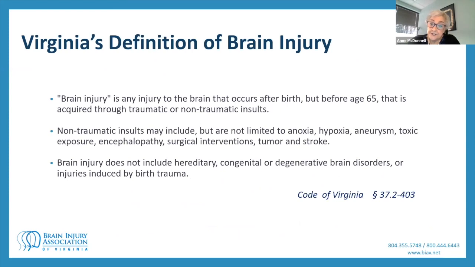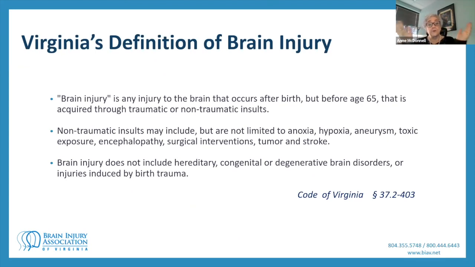There is a definition of brain injury that appears in the Code of Virginia, and I realize I have to update this slide. I'll do that after the presentation. This definition appears in the section of the code that pertains to residential placements for persons with brain injuries. It's a licensing code. So it says it's any injury to the brain that occurs after birth. We took out that before 65. That's acquired through traumatic or non-traumatic insults.